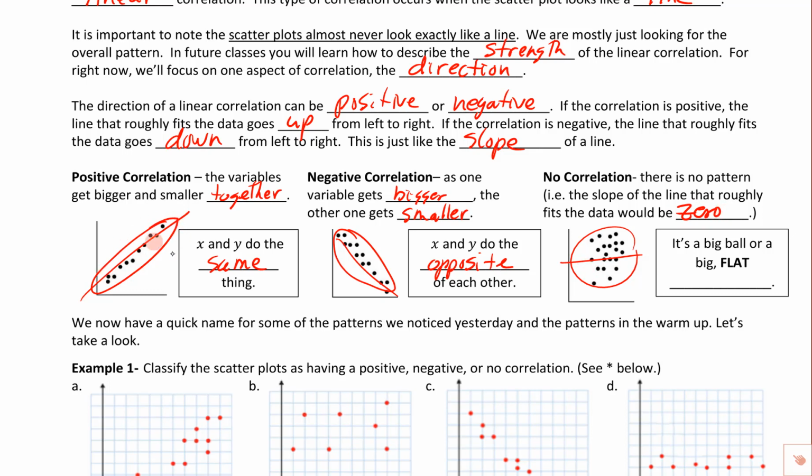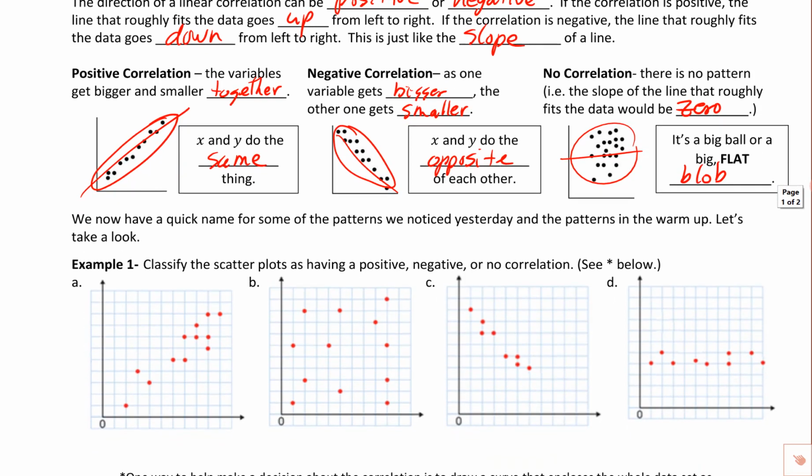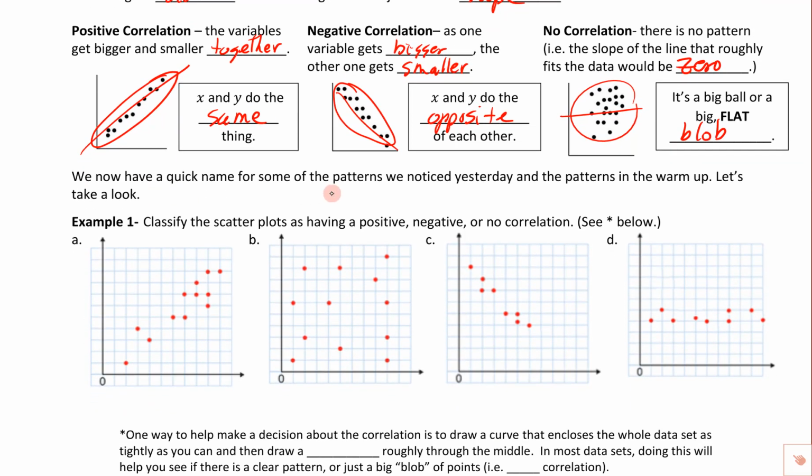So when we draw this little curve around there, instead of getting kind of a linear pattern like we do on these two, it's a big ball, okay, or it's a big flat, we're going to call it a blob. So if we've got a big flat blob, then we'd say the correlation would be 0. So now we've got a quick name for some of the patterns that we noticed yesterday, and the patterns in the warm-up. So let's take a look at how we do some of these.